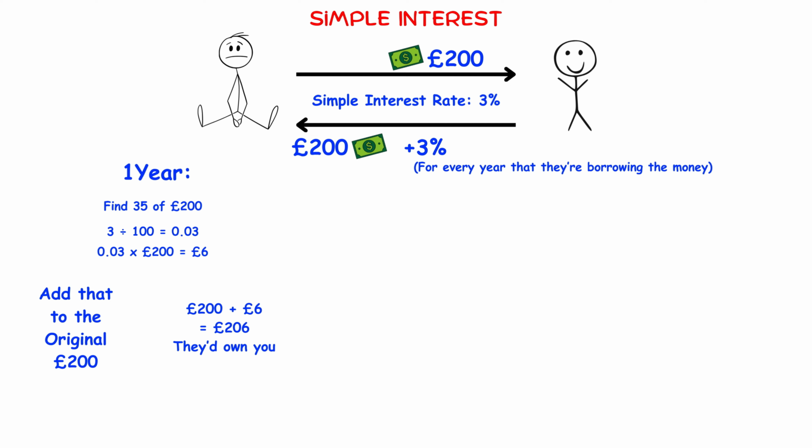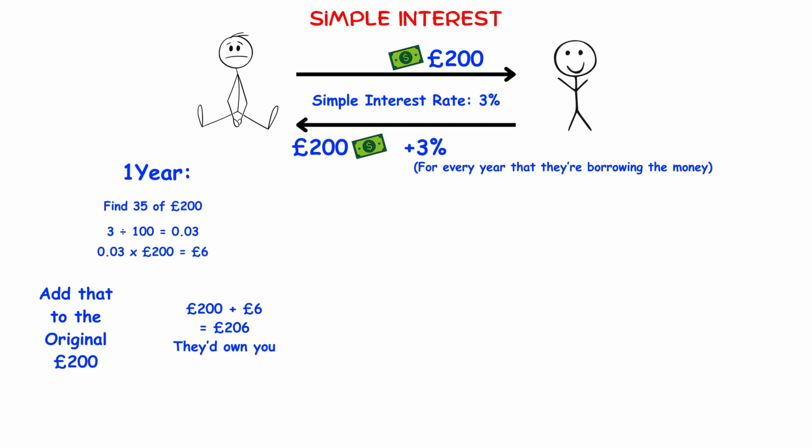Now, what does that really mean in practical terms? It means that over time, the borrower will be required to pay you back the original amount of £200 that you lent them, along with an additional 3% for each year that they keep your money. To figure out how much the borrower would owe you after 1 year, we start by calculating 3% of £200. This calculated amount represents the interest for the first year.